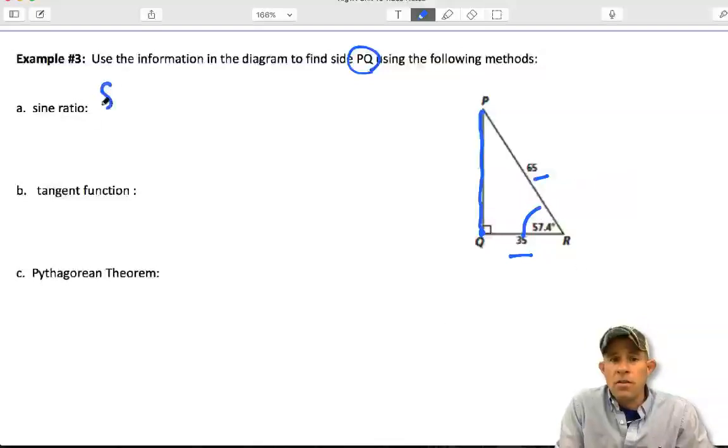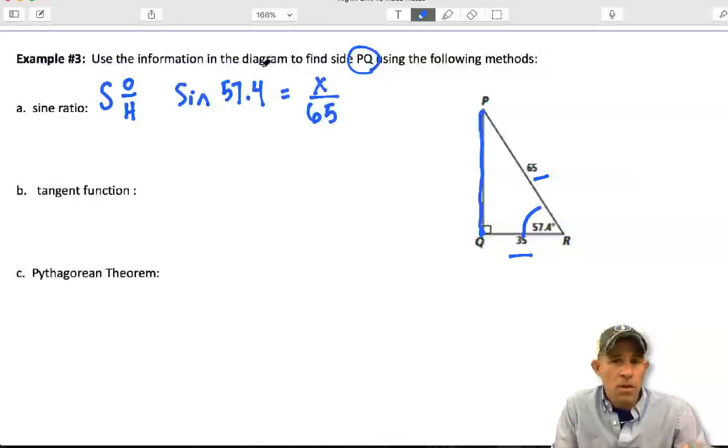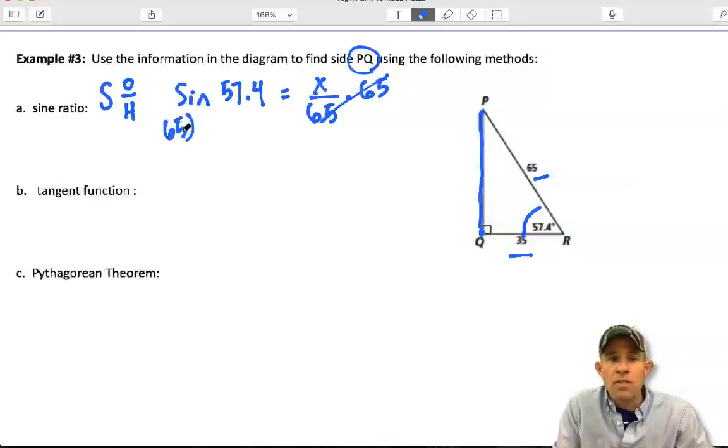So first we want to use the sine ratio. Now remember, the sine ratio follows this SOH. So it's always the sine of the angle is equal to the opposite leg over the hypotenuse. So I'm going to start off by saying the sine then of 57.4 degrees should be equal to the ratio of my opposite leg, which I don't know, that's going to be side PQ, over the hypotenuse, which is 65. Now what I have here is sine 57.4 is just a number. So I have a number set equal to a variable being divided by another number. Well, we need to solve for x, so we need to get this number out of the denominator, and we're going to do that by multiplication. What we do to one side, we have to do to the other. So I'm going to multiply both sides here by 65.